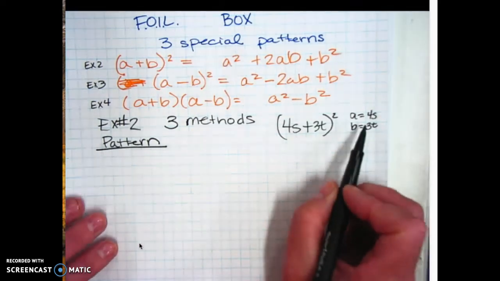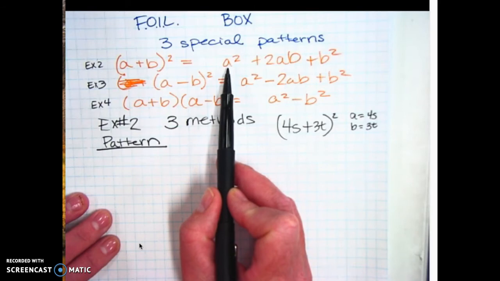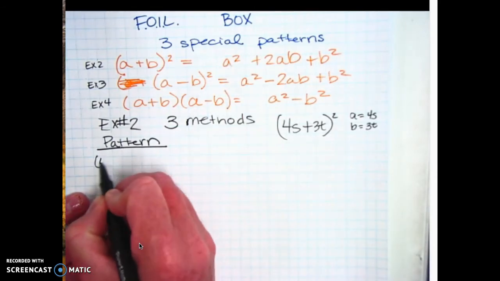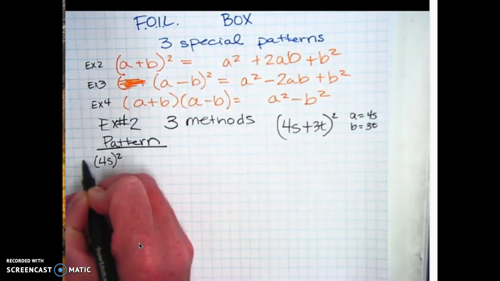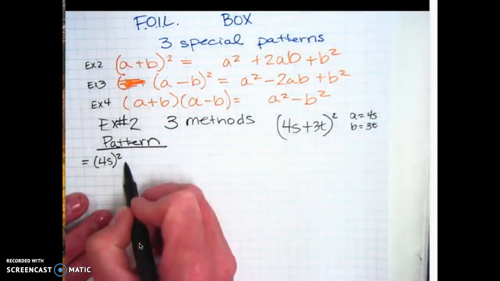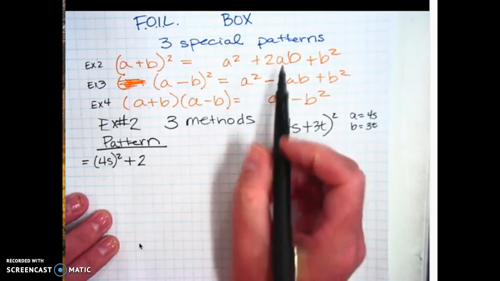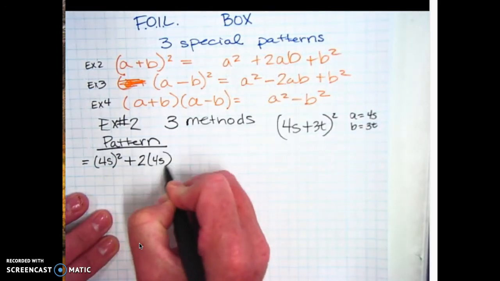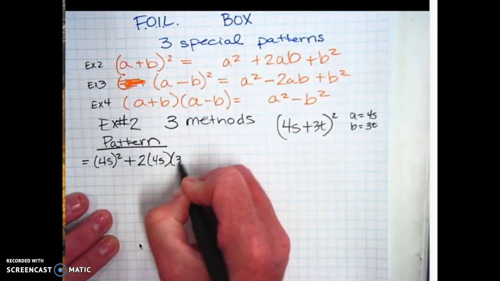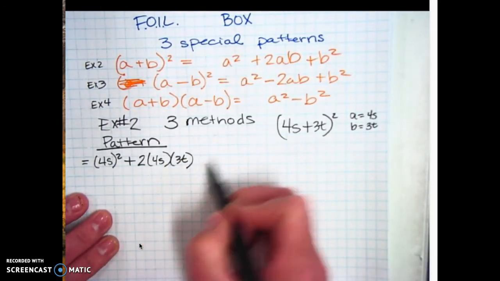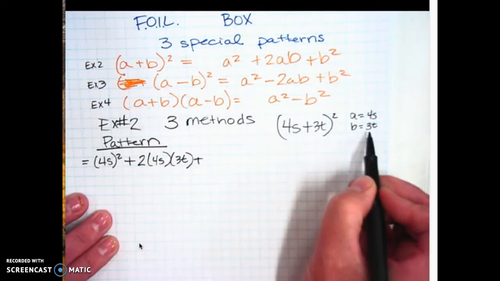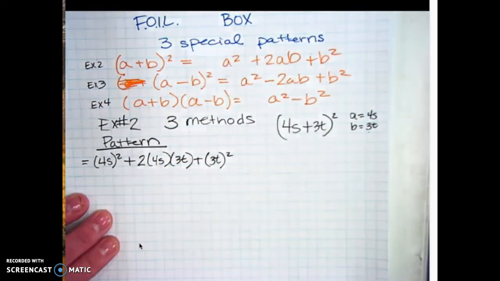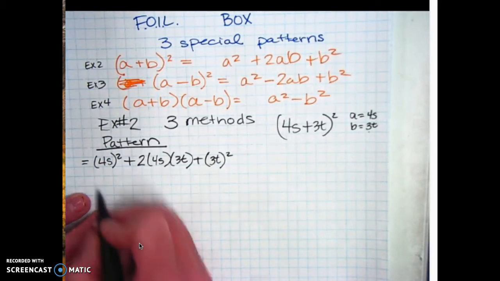All right, so here's how it works. The first term is going to be our a squared. So a is 4s, so we're going to take the 4s and square it. Our second term is going to be 2 times the a, which is 4s, times the b, which is 3t. And then the third term is just b squared. So plug in the 3t. And there's your 3 terms. Now you just need to simplify.